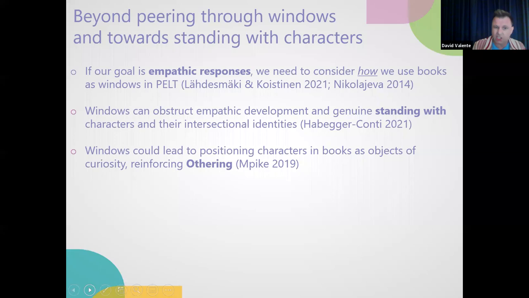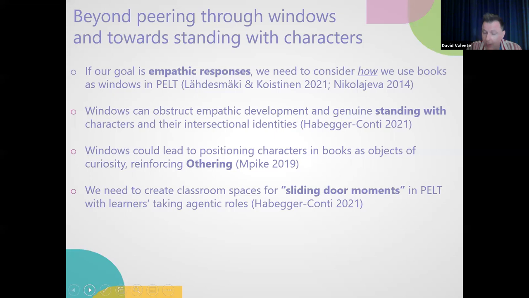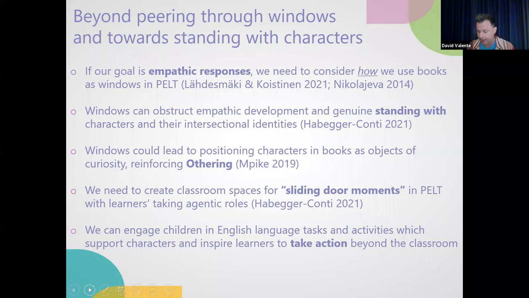Okay, and so what Heberger-Conti says we need to do in our classrooms in English language teaching is create spaces for sliding door moments, where children have a sense of agency, leading to potentially social justice action taking. So where there's a response to the children's literature that is so powerful and meaningful that children want to do something around that topic. So if it's a refugee story and you're using it in English language teaching, what could that catalyst be? What could that inspire then?